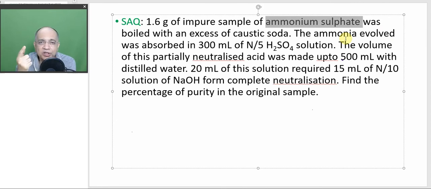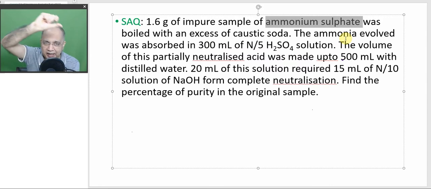We will take that ammonia via a delivery tube and bubble it through 300 ml of N/5 sulfuric acid solution. So again ammonia will be reacting with sulfuric acid to form ammonium sulfate, and the excess acid that remains is to be estimated, this time after dilution.